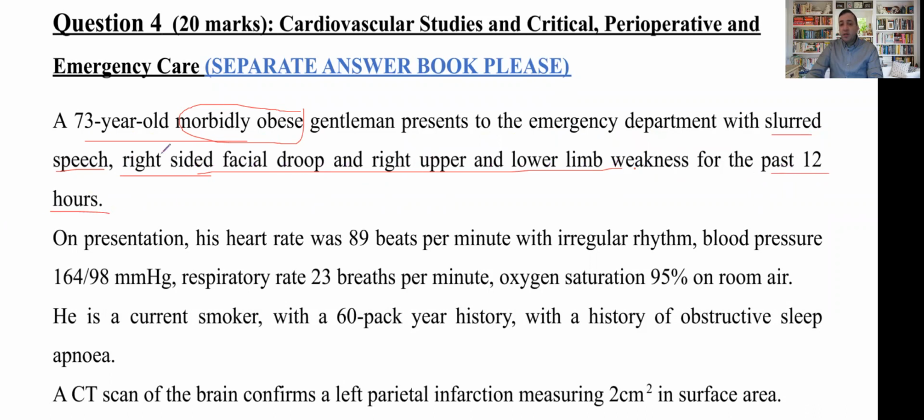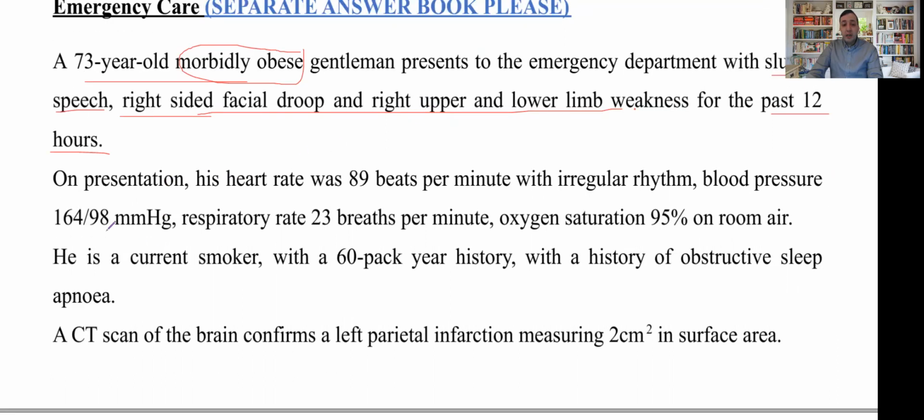So here we have acute onset of neurological deficit, which is the right-sided facial drop and dysarthria and right-sided weakness or right hemiparesis or hemiplegia in the last 12 hours. On presentation, his heart rate is 89 per minute with irregular rhythm. This is very important, and it's relevant here, important to mention irregular rhythm. So we have to think about arrhythmia here.